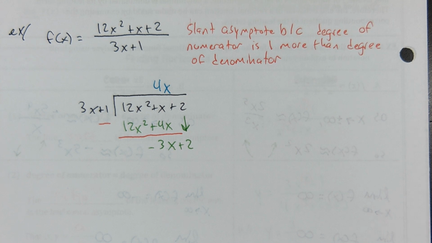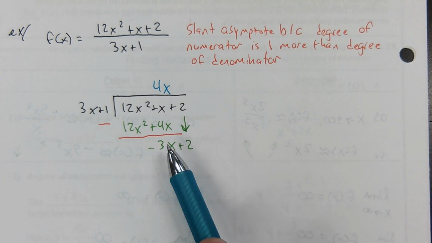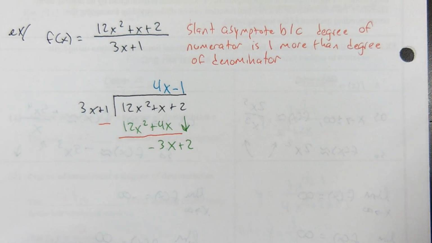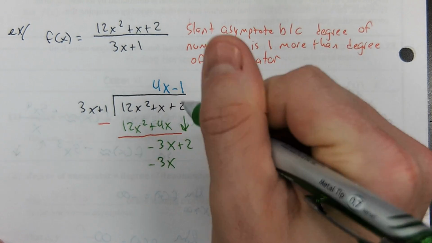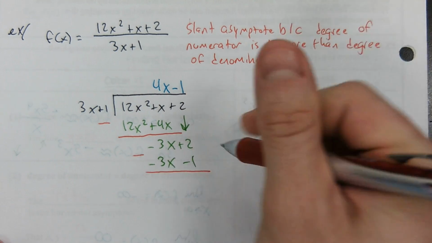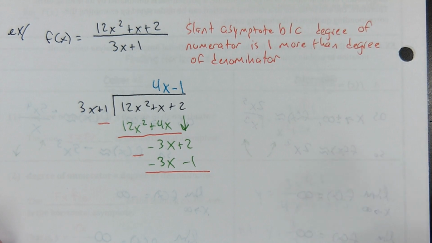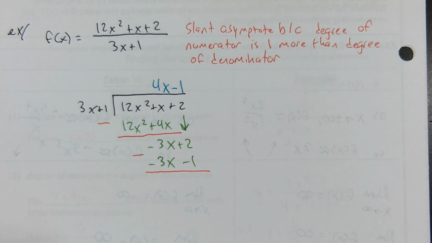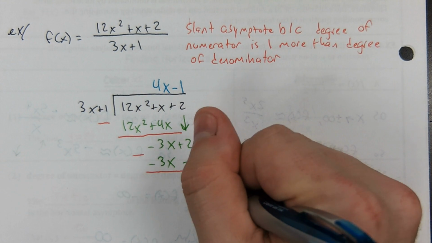Again, you need the leading terms to match, and you make that happen using multiplication, not division. What do I have to multiply this 3x by to get a negative 3x? Negative 1. Distribute the negative 1. Negative 1 times 3x is negative 3x. Negative 1 times 1 is negative 1. Subtract straight down. Minus negative means plus. Negative 3x plus 3x is 0. 2 minus negative 1 gets me a remainder of 3.